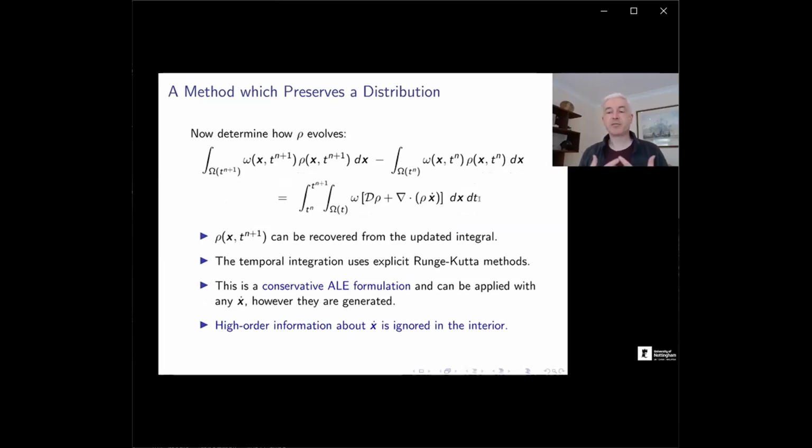Once we've got this, we can recover the solution values, having moved the mesh using a standard, essentially conservative, arbitrary Lagrangian Eulerian framework, which is what comes out of using the Reynolds transport theorem again here and approximating in time. We can use an explicit Runge-Kutta method. The key idea here for high order is that we actually ignore the high order information that we generate for the velocity fields when we're doing the updates here. So we actually only look at nodal positions and how they change rather than anything in the interior of the elements.